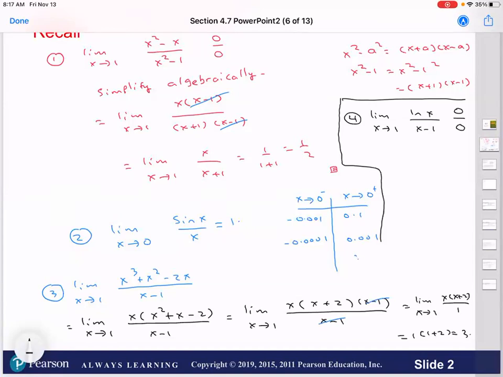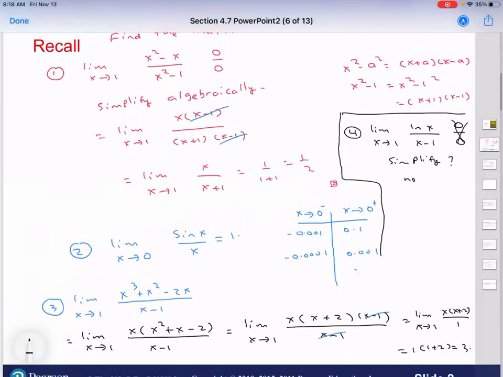Okay, so can you simplify this? So just by plugging 1 for x, it doesn't work, right? Can you simplify this? I don't think so. No, I don't think so. Not much. Okay, so you know what? Now we have a situation.